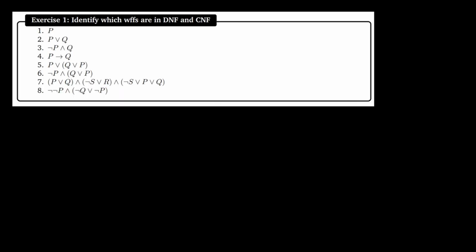So my challenge to you is to look through these 8 formulas right here and determine which of the 8 formulas are in conjunctive normal form.